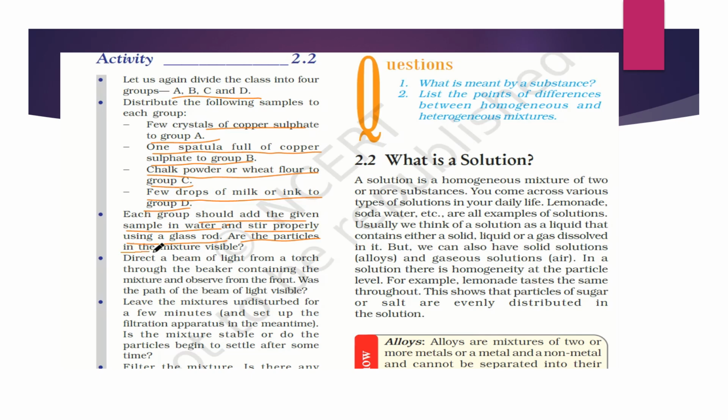Are the particles in the mixture visible? So what are the observations? Now direct a beam of light from a torch through the beaker. So some beakers contain copper sulfate crystals, some contain copper sulfate solution, some contain chalk powder, and the last group contains a few drops of milk or ink in a water solution. Now, what is the observation? So, was the path of the beam of light visible?